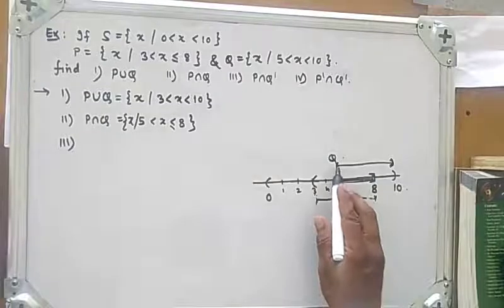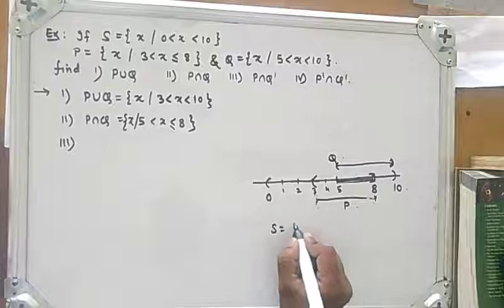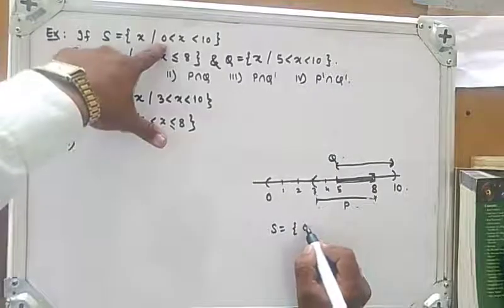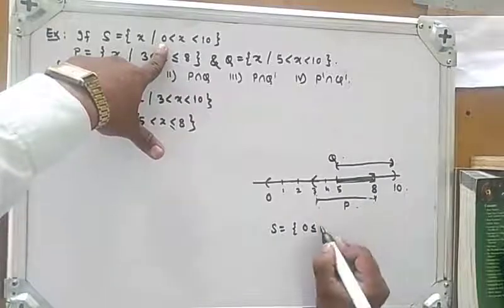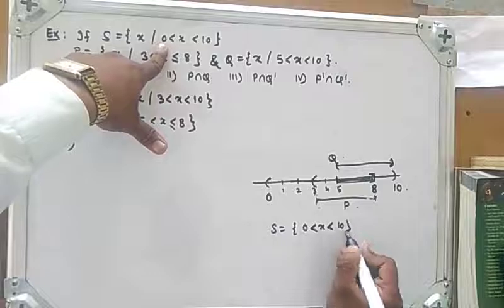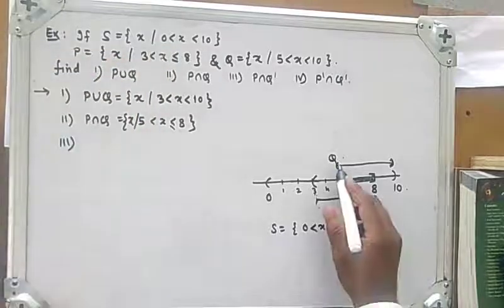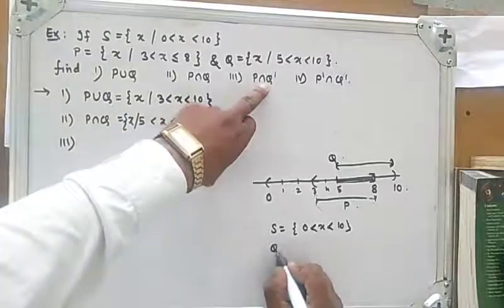Now the third one, P intersection Q complement. What is Q complement in S? Our S has elements X from 0 less than or equal to X, or I will write in brackets 0 less than or equal to X, less than 10. To find the complement of Q, first find Q complement.